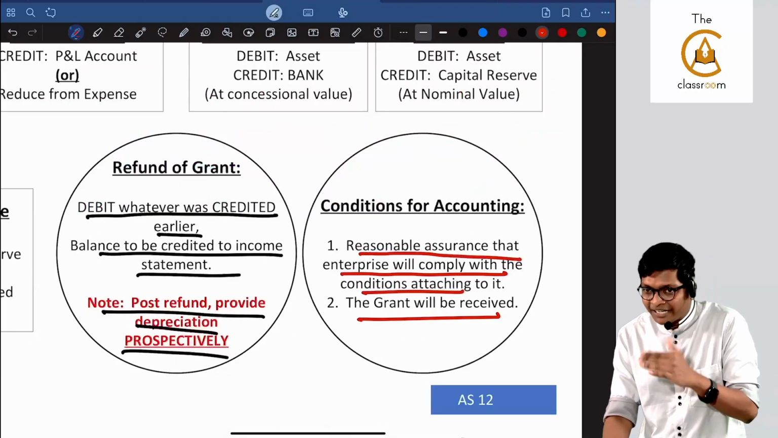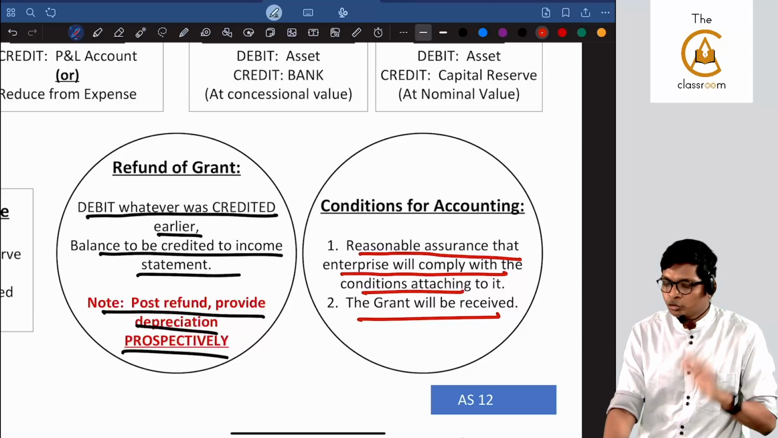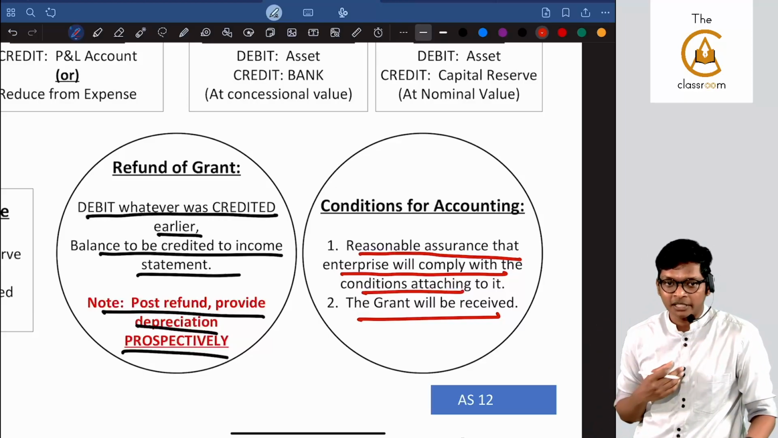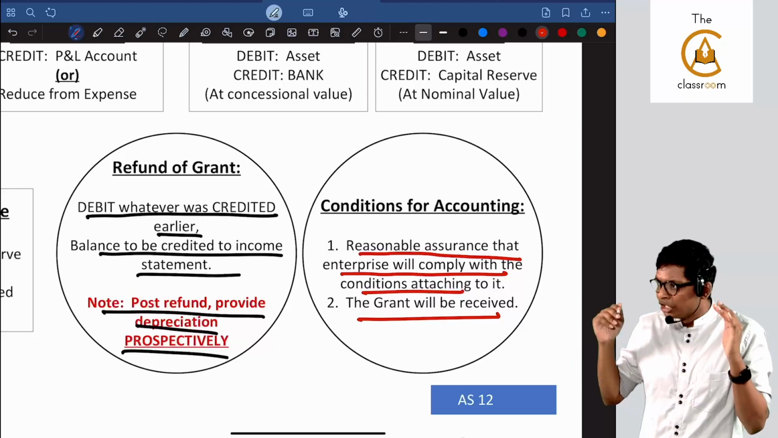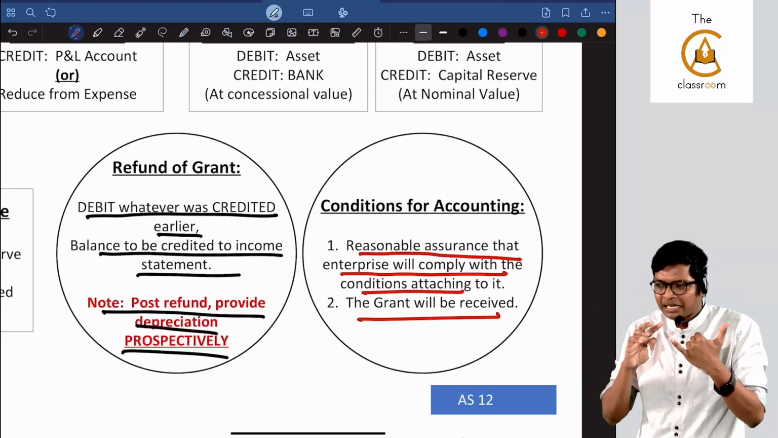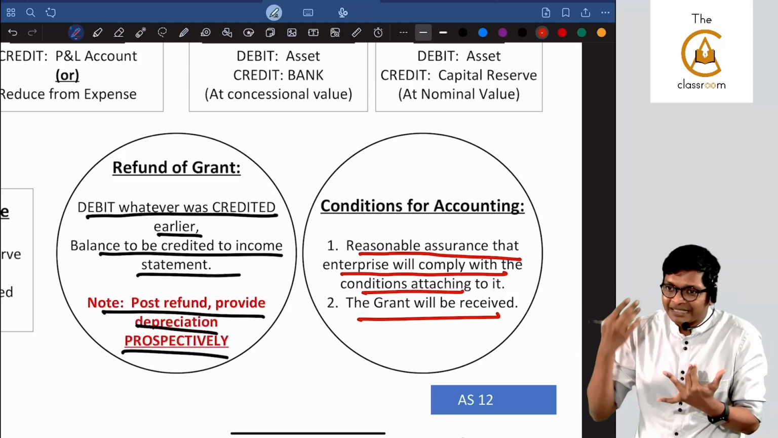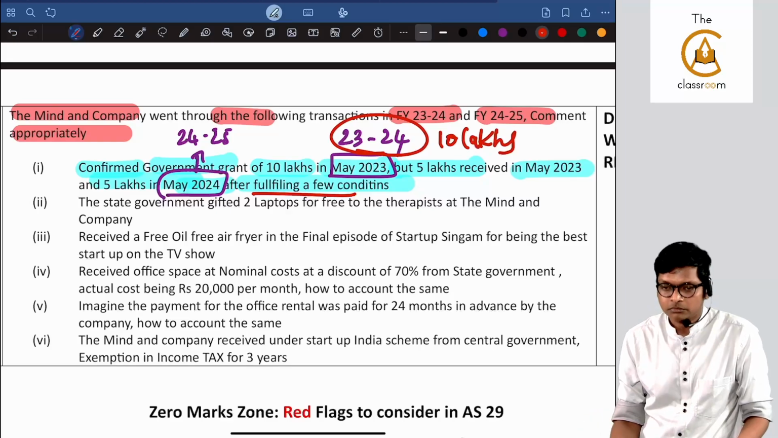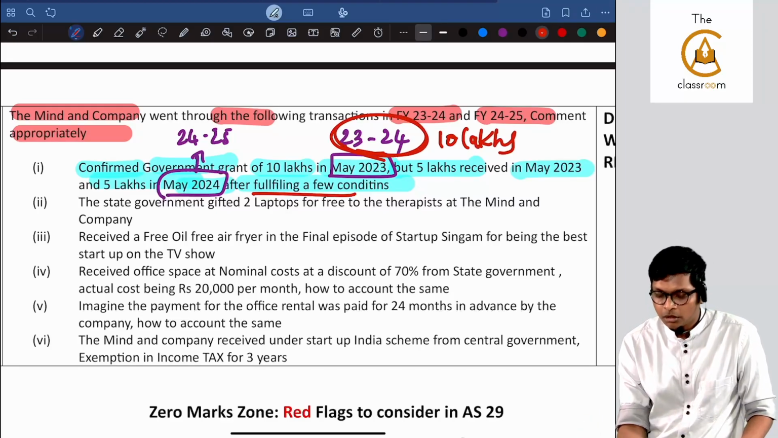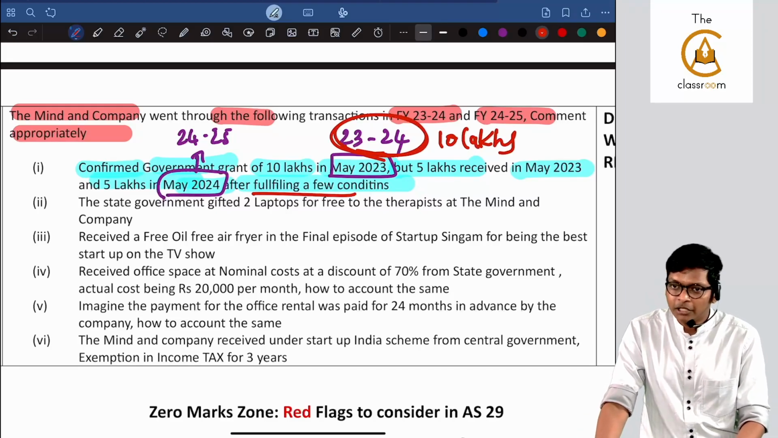But I didn't find any question in previous year papers or any other book, so I framed a question for the condition of accounting. But if I can strongly tell, yes, 100% I will comply, conditions already fulfilled, grant will be received, if you can prove that, then you account fully in 23, 24. Are you all getting it, guys?